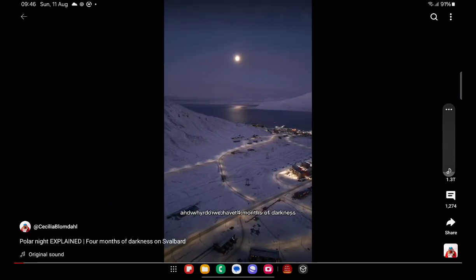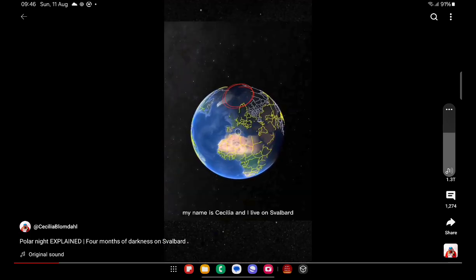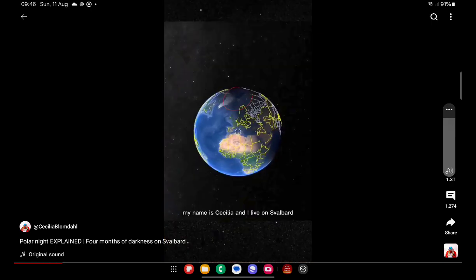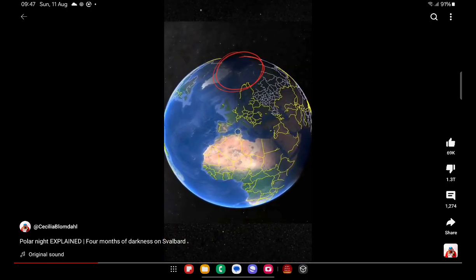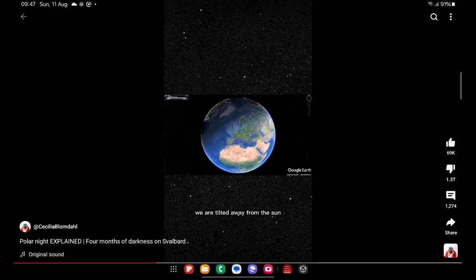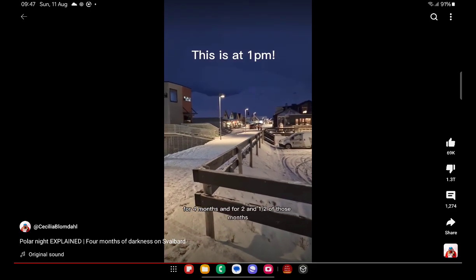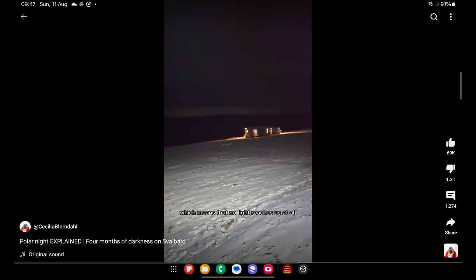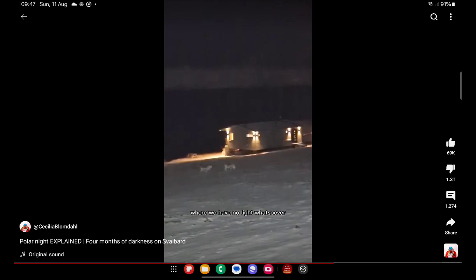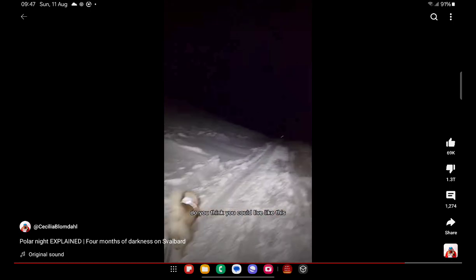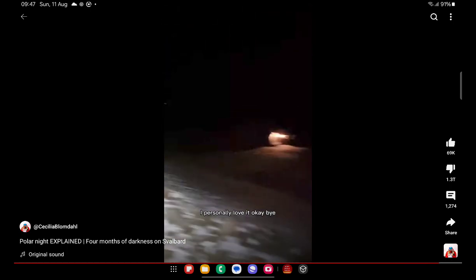How can this be in the middle of the day, and why do we have 4 months of darkness? My name is Cecilia and I live on Svalbard, an island close to the North Pole. The Earth rotates on a tilted axis. And due to our location being so far north, we are tilted away from the sun. Because of this tilt, the sun doesn't rise here for 4 months. And for 2.5 of those months, the sun is more than 6 degrees below the horizon, which means that no light reaches us at all. Which leaves us in a very dark polar night where we have no light whatsoever 24/7 for 2.5 months. Do you think you could live like this? I personally love it. Okay, bye.